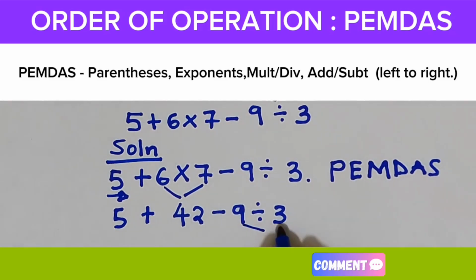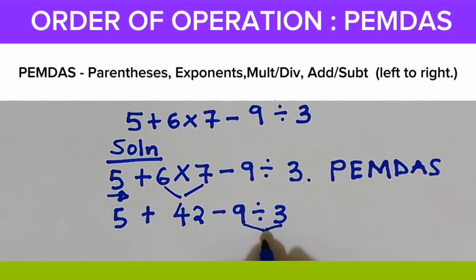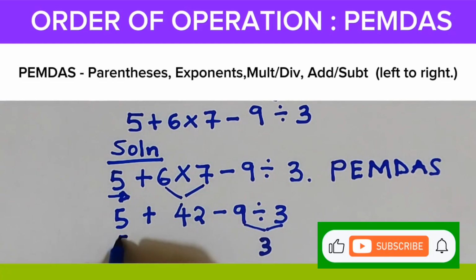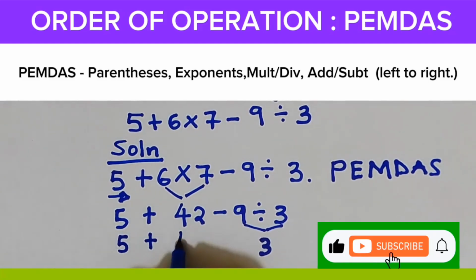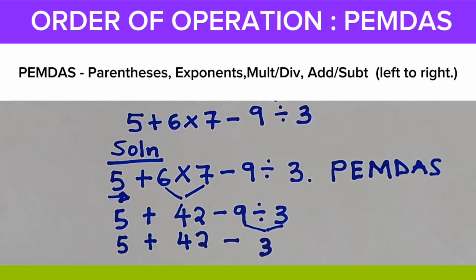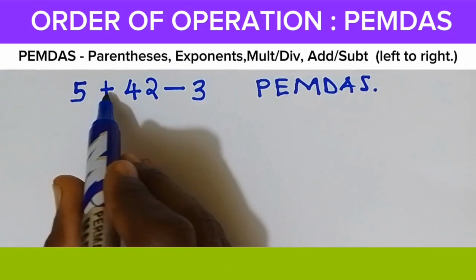So I have this part, 9 divided by 3, I'll get 3. Then I'll go further and drop all the things that remain. That is going to be 5 plus 42. Then here I have the take away sign. So we have 5 plus 42 minus 3.